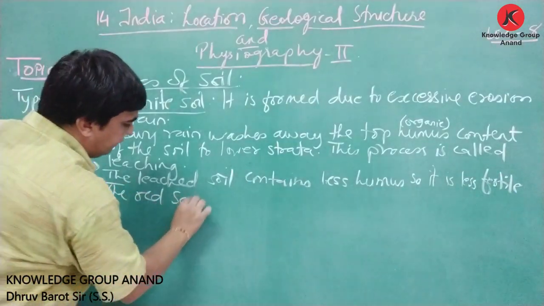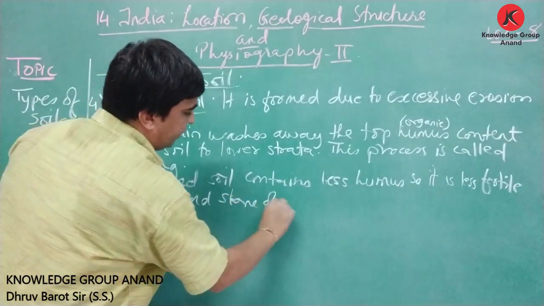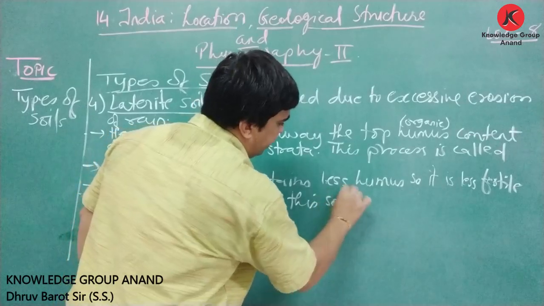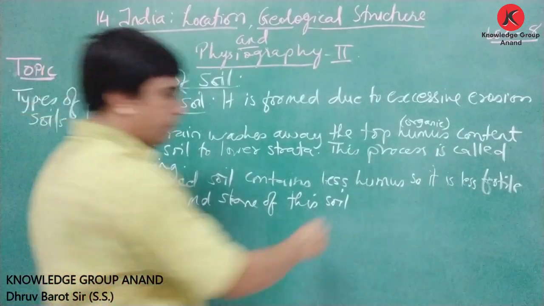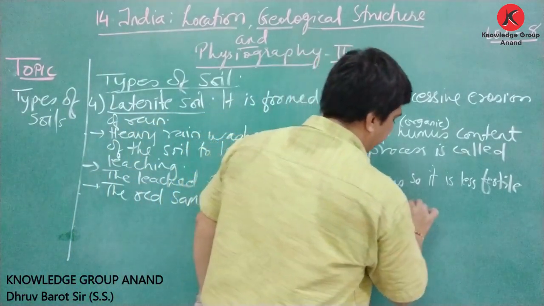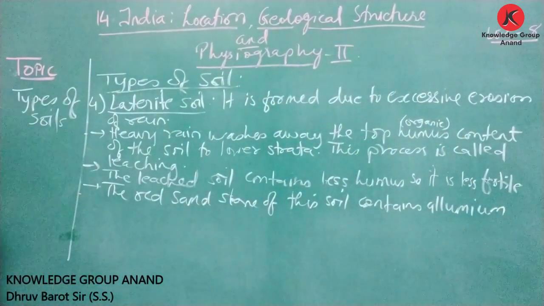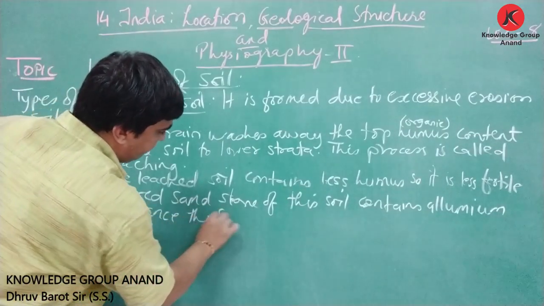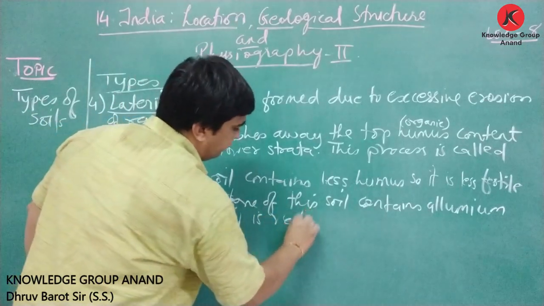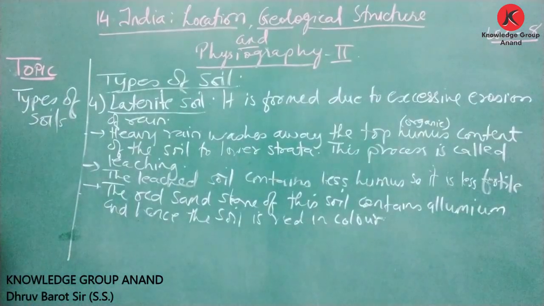Then the red sandstone of this soil contains aluminum, and hence the soil is red in color. It is due to this reason that the soil is red in color.